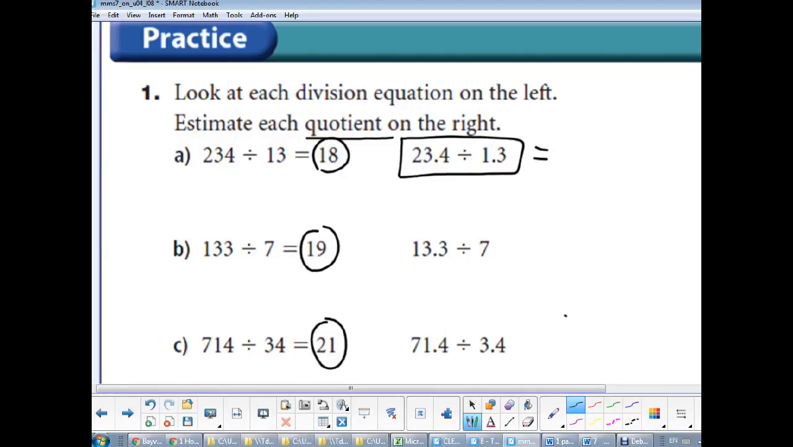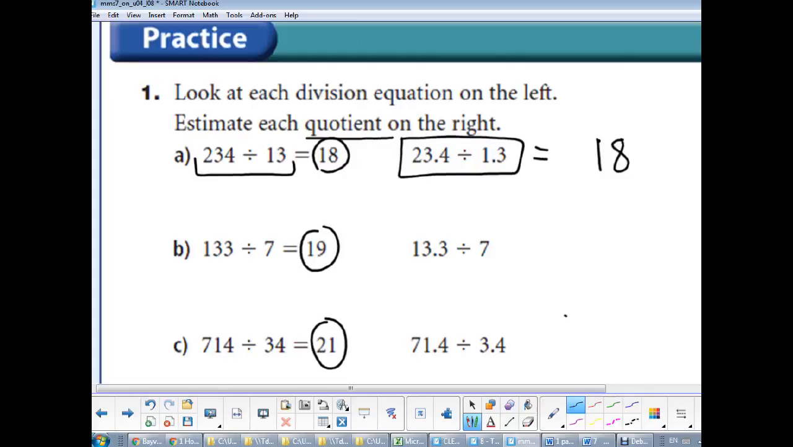And what we talked about in class is that the answer for 234 divided by 13, the digits will be the same because we have here 23.4 divided by 1.3. We have 2, 3, 4, and we have 1, 3. So the answer over here will have a 1 and an 8 in the answer. We just don't know where the decimal will go.